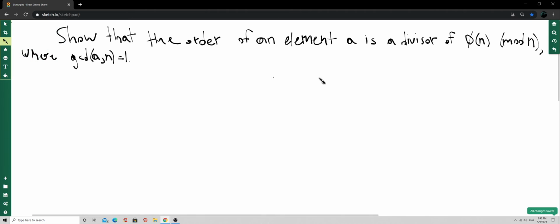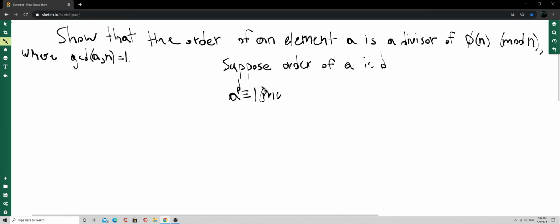So now let's get to the finale of this proof. Show that the order of an element a is a divisor of phi of n mod n, where the GCD of a and n is 1. So suppose the order of a is d. That tells us that d is the smallest value such that a to the d is congruent to 1 mod n. And I will note that d is not 0; that's not allowed.